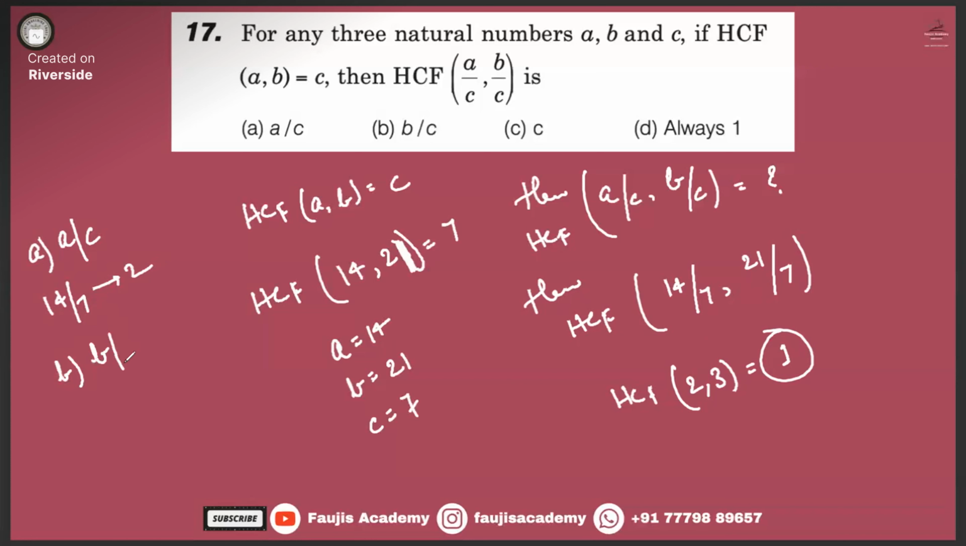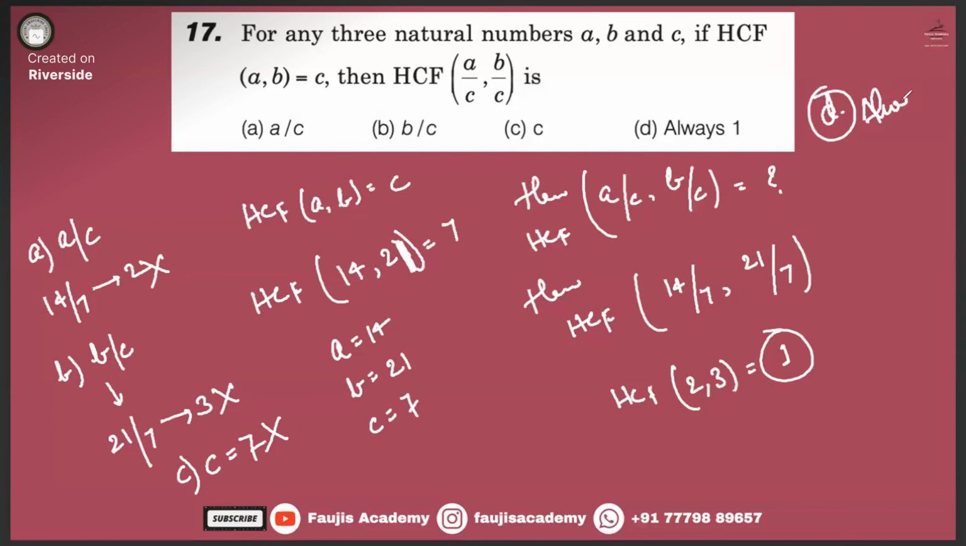Option B is B by C. B by C is how much? 21 by 7, that is 3. Option C is C itself, which is nothing but 7. So 2 is not your answer, 3 is not your answer, 7 is also not your answer. What is the correct answer over here, guys? Option D, always 1. Right, guys? Shall we move to the next question?